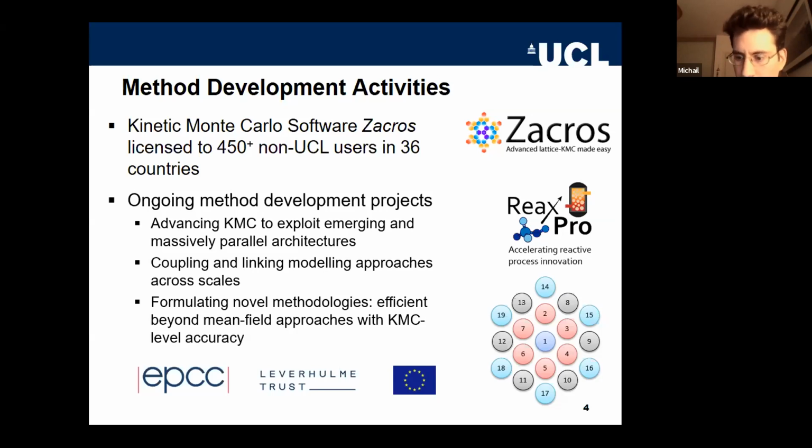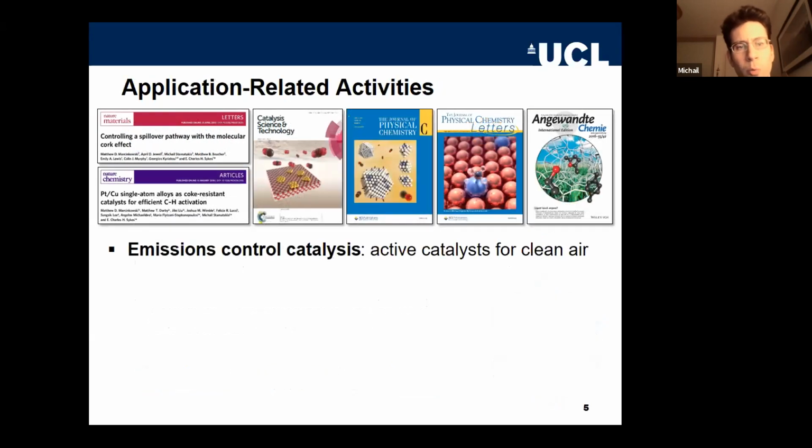So in terms of the applications, we're focusing on quite a lot of different reactions that are of interest in the fields of chemical engineering, sustainable chemistry, etc. So one of them is emissions control. Try to find active catalysts for clean air. So we have investigated chemistries like CO oxidation, NOx reduction on materials like gold nanoclusters, platinum, palladium, etc.